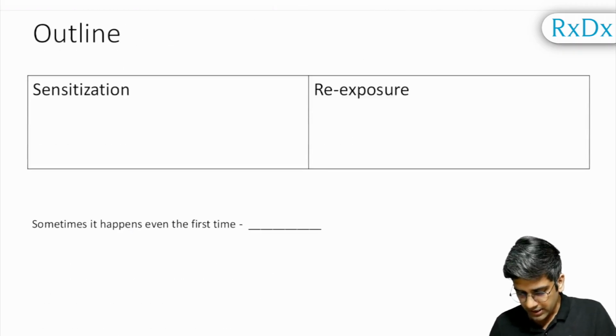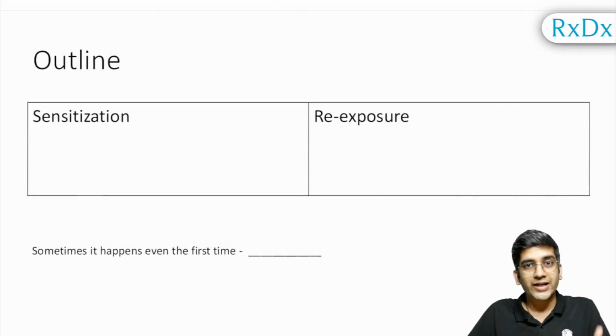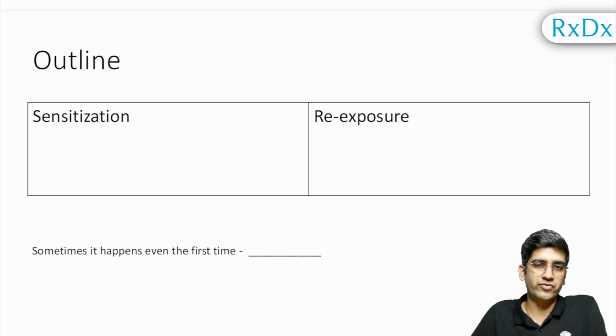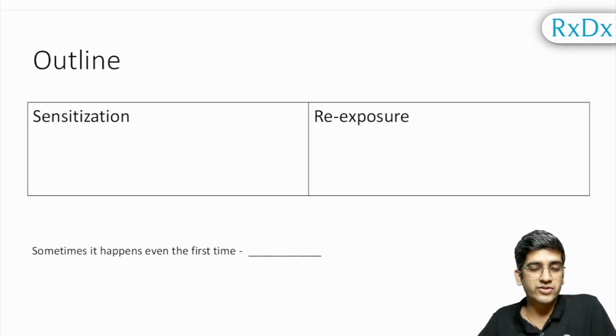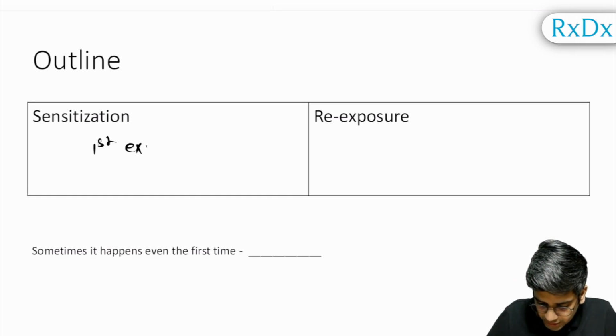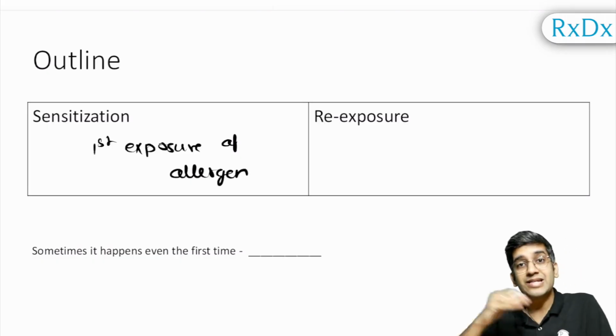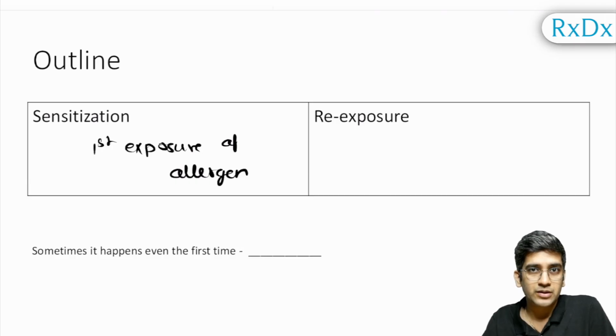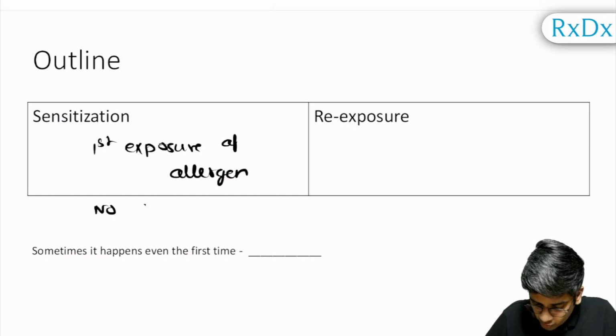Now, if you go to an outline of the response, there's always going to be a sensitization phase. So what do I mean by sensitization? With the initial response to any allergen, my body will not react. That is sensitization. This is the first exposure of the allergen to the person. When I have a re-exposure, then is where I'll have symptoms. First exposure, I have no symptoms. Here, the patient will have no symptoms, nothing at all. Nada. It will be completely normal.